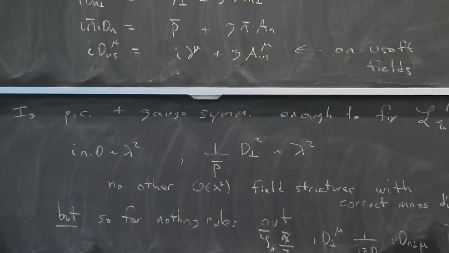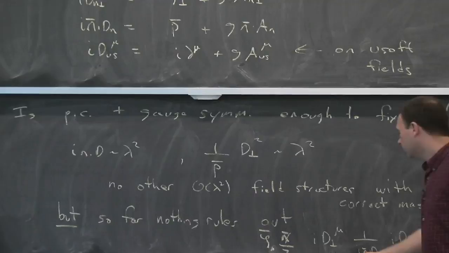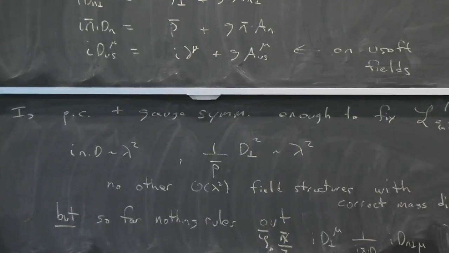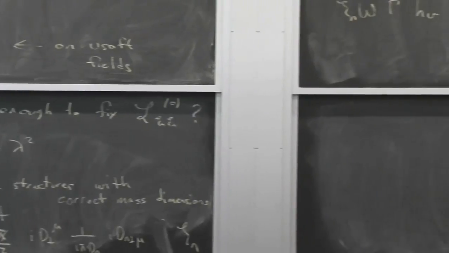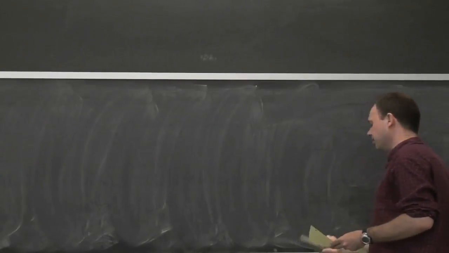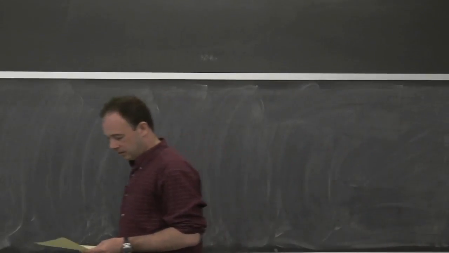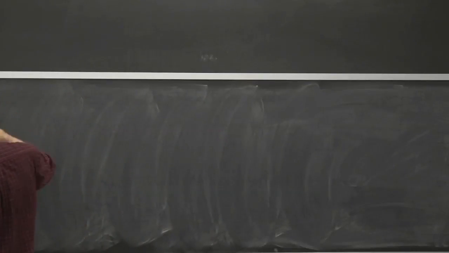A priori, you could say, well, do loop corrections generate this operator, which is different than the D perp slash operator? The answer is no, actually. But so far, what we've done is not enough to see that. So we actually need this other symmetry that I alluded to, the reparameterization invariance. And that will actually rule out this guy.